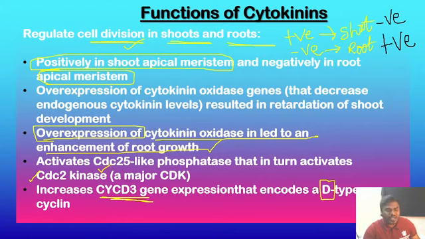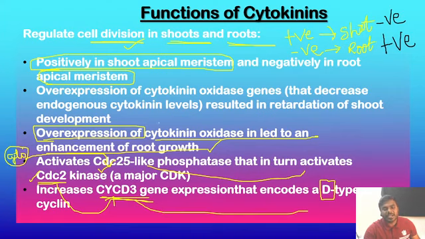Everyone, listen to me very, very carefully. What is the cytokinin doing, friends? Cytokinin activates CDC25. CDC25 in turn activates CDC2 kinase. CDC2 kinase in turn activates the CYCD3 gene. The CYCD3 gene automatically codes for the D type of cyclin, which is involved in cell cycle regulation. In a simple line, cytokinin is involved in cell cycle regulation by activating a D type of cyclin.